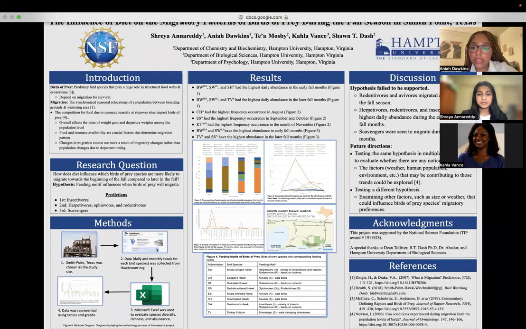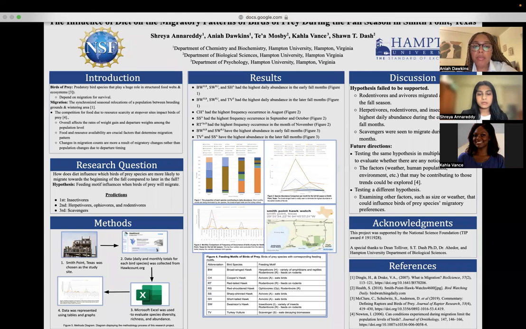So towards the later fall months, still in figure 1, the broad-winged hawk, Swainson's hawk, and the turkey vulture had the highest daily abundance in the later fall months. Only difference is that the turkey vultures are scavengers. So also the Cooper's hawk, which is an ovivore, had the highest frequency of occurrence, which is represented in figure 2. And the sharp-shinned hawk, which is another ovivore, had the highest frequency of occurrence in September and October, looking at figure 3. And the red-tailed hawk, which is an ophiovore and a rodentivore, had the highest frequency of occurrence in the month of November.